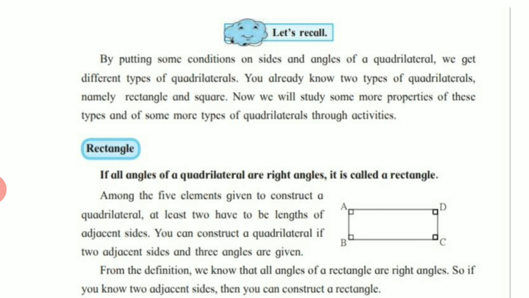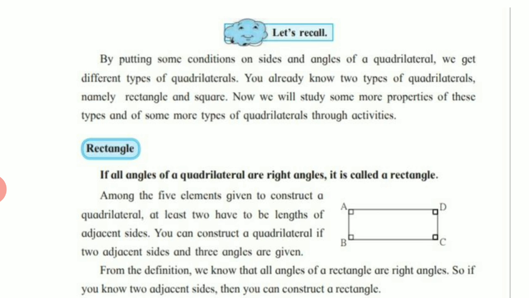Let us recall some important points. By putting some conditions on the sides and angles of a quadrilateral, we get different types of quadrilateral. You already know two types of quadrilaterals, namely rectangles and square. Now we will study some more properties of these types and some more types of quadrilateral through activity.